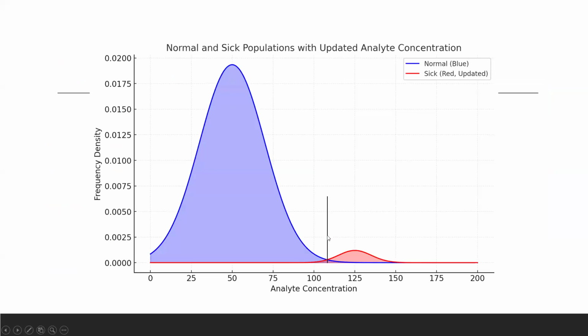The sensitivity, if this is the particular cutoff for the test, is this area here for the sick population, the proportion of the sick population that you're picking up with the test. The specificity is from the healthy population, the blue population here, is all of this area here.